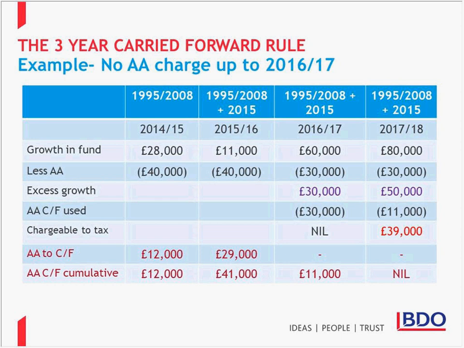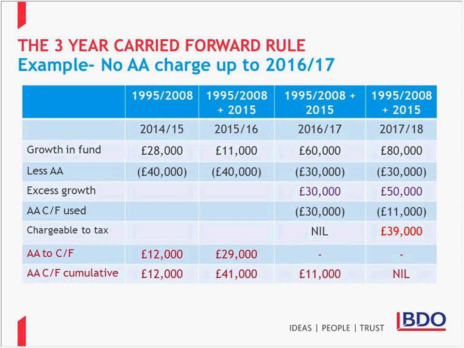You carry forward unused relief for 3 years. We're looking at 2017-18, then we can go right back to 2014-15 and see if we've got any unused relief that we can offset against future tax charges.